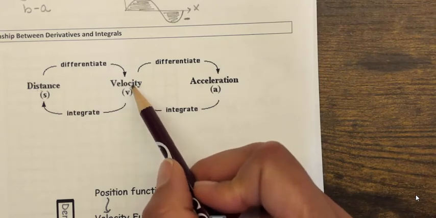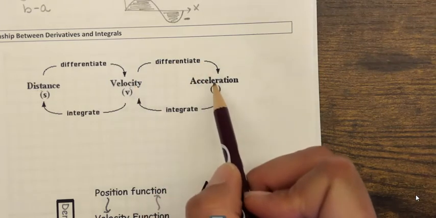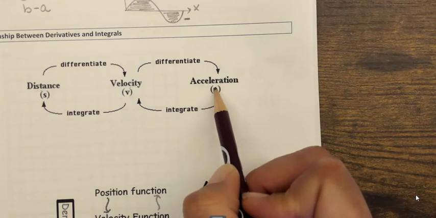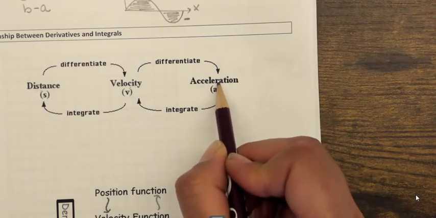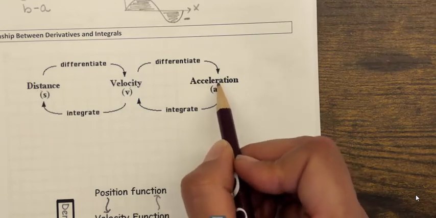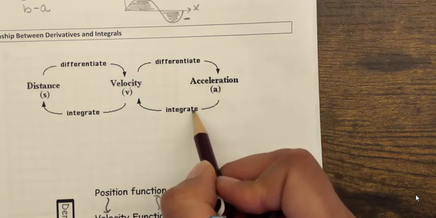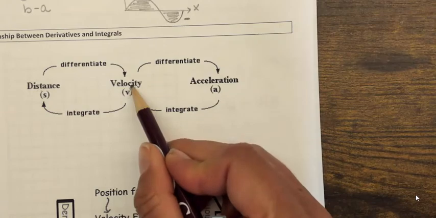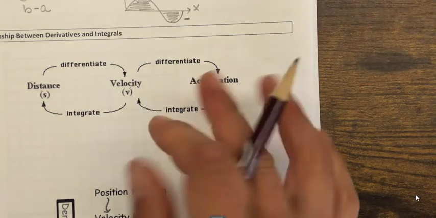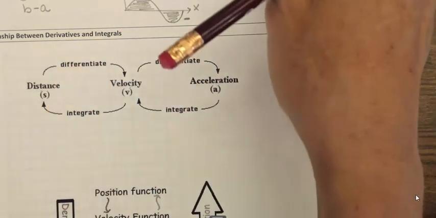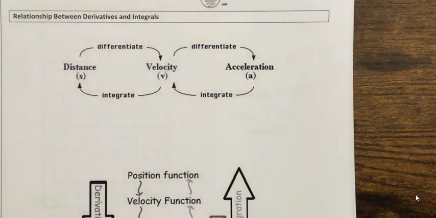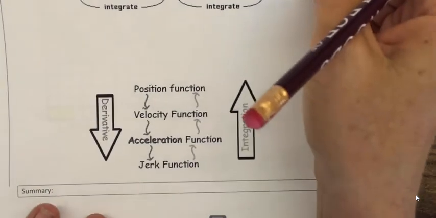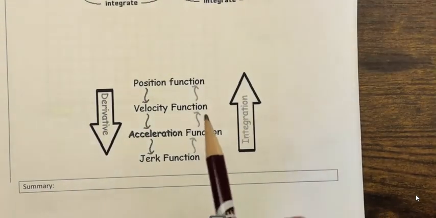Now, if I take velocity and I differentiate that, I find the rate of change of velocity. I'm going to get acceleration. But when I go backwards and integrate, I take acceleration and integrate it back to velocity. We're going to explore this a lot more, okay? And so I gave you another graphic. I just went online and Googled pictures of this. So I just borrowed other people's. I basically stole them. Don't tell them.